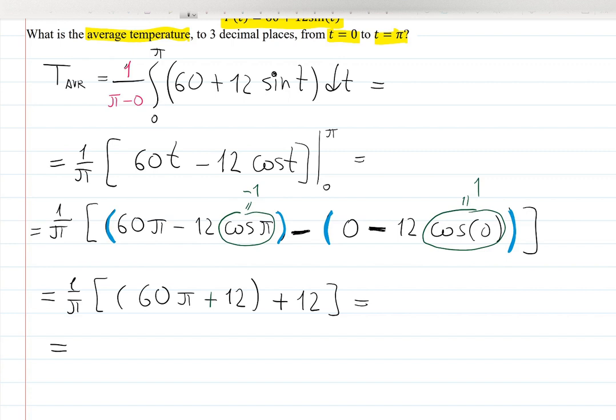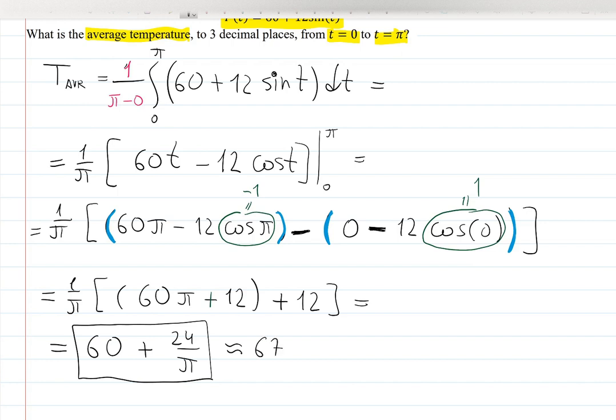So the final answer will be 60 pi over pi, that's just 60, plus 24 over pi. That's the exact answer, and that's the exact average temperature, which is approximately 67.639 Fahrenheit on average.